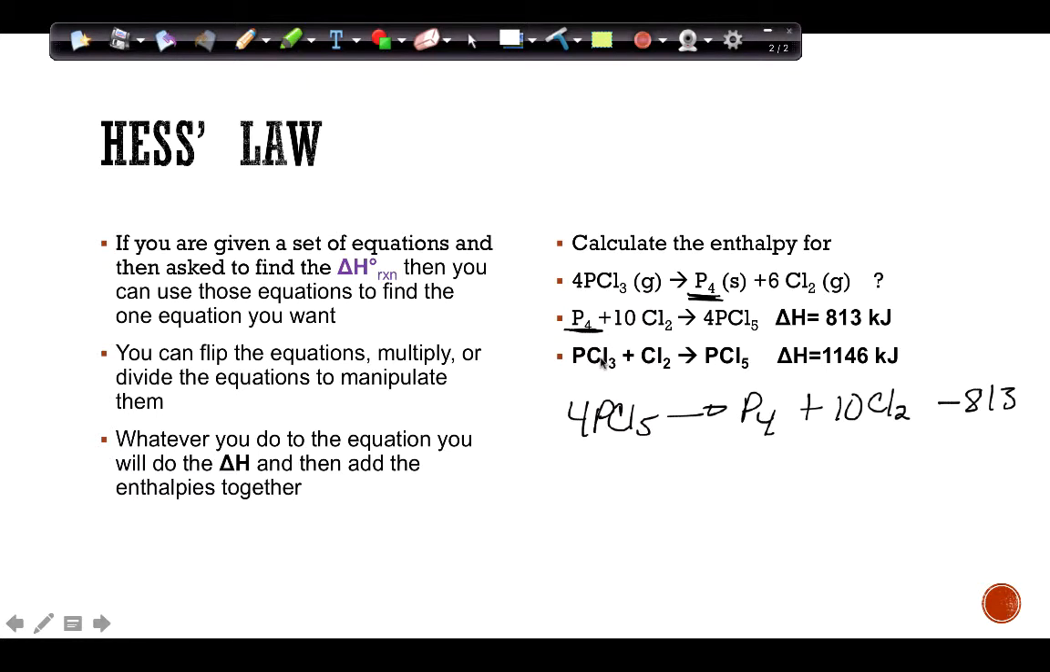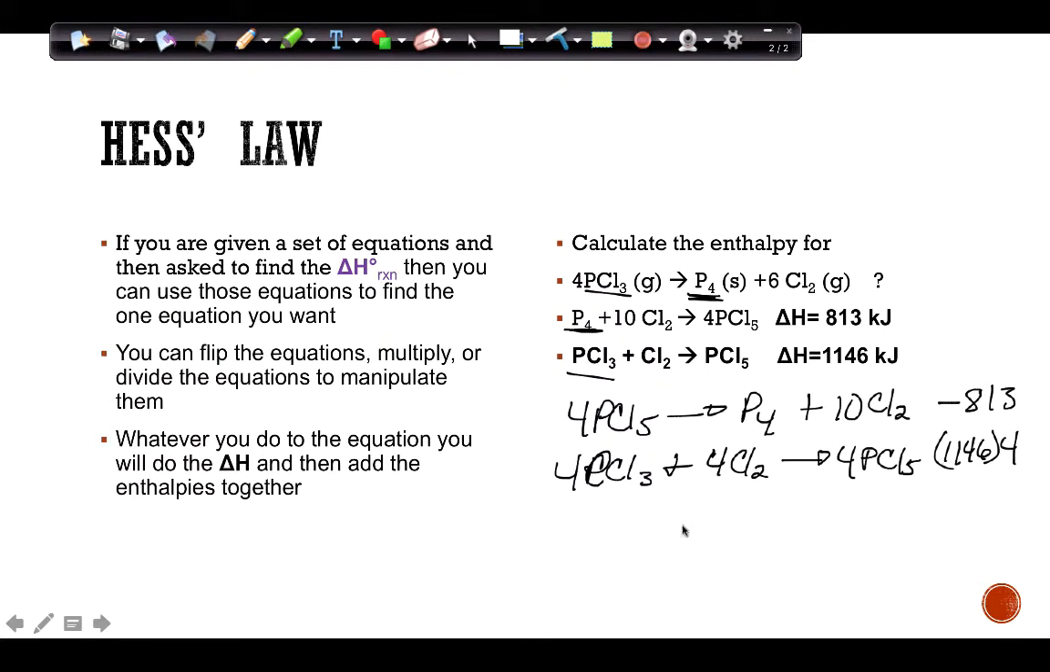Well, I've got PCl3 and PCl3, but I've got 4 of them. It's on the correct side, but I need to multiply this out by 4. So let's do that. So 4 PCl3 plus 4 Cl2s produces 4 PCl5s. So whatever I do to this, let's do that to delta H. So I'm multiplying that by 4.